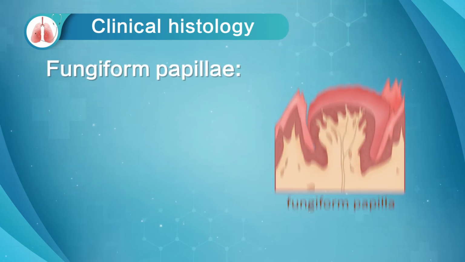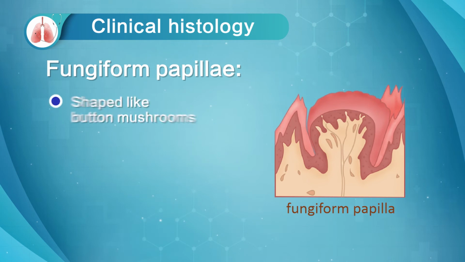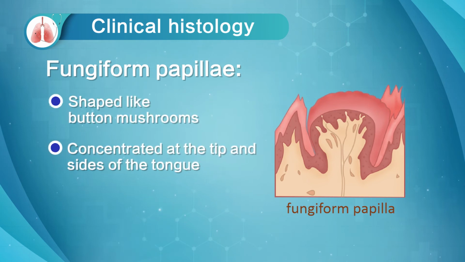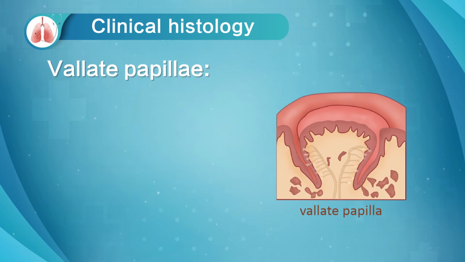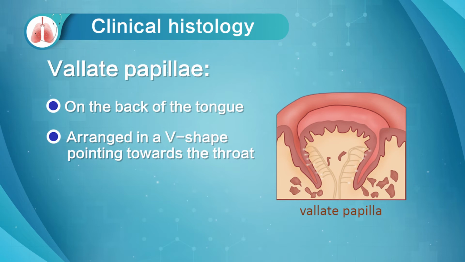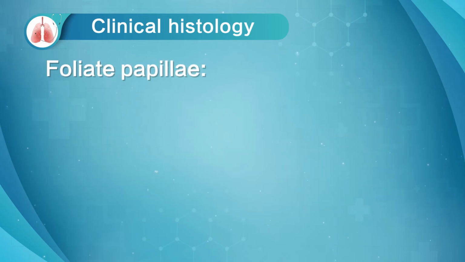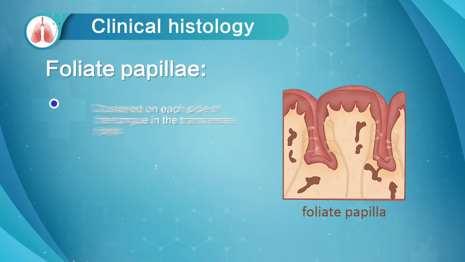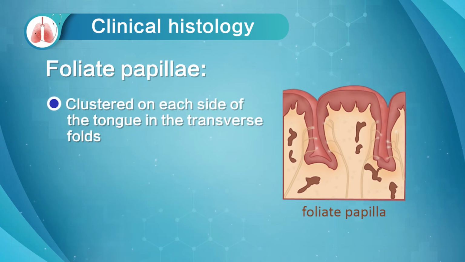Fungiform papillae, shaped like button mushrooms, are mostly concentrated at the tip and the sides of the tongue. Pike-like vallate papillae on the back of the tongue are arranged in a V-shape pointing towards the throat. We have the foliate papillae clustered on each side of the tongue in the transverse folds.